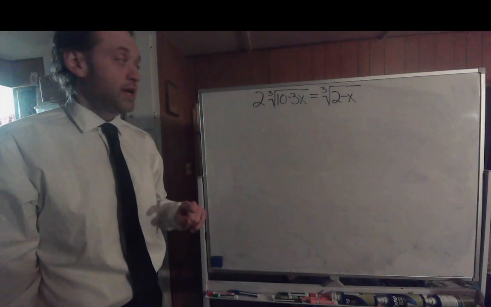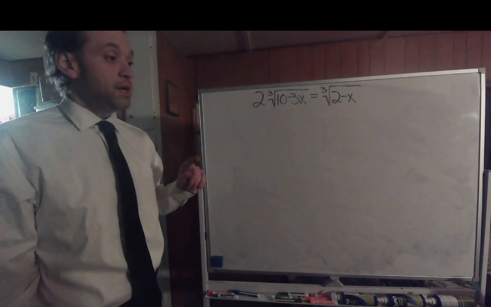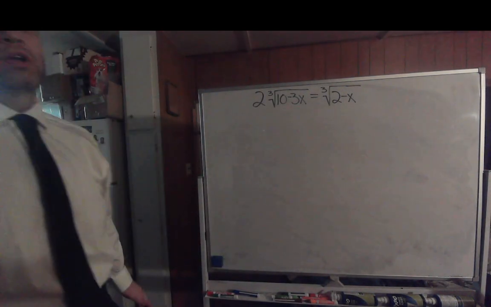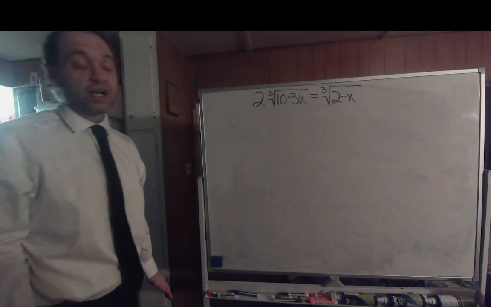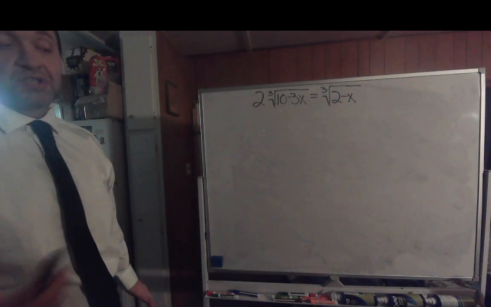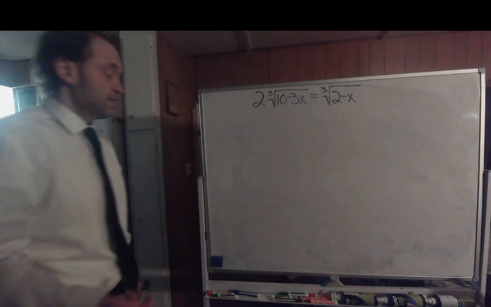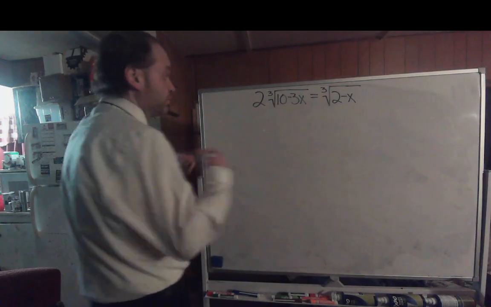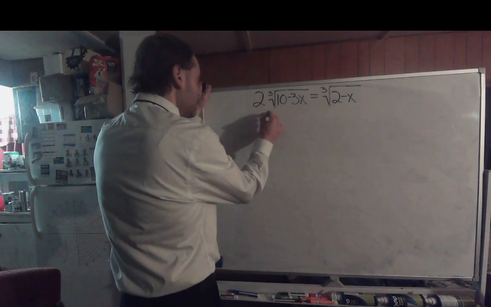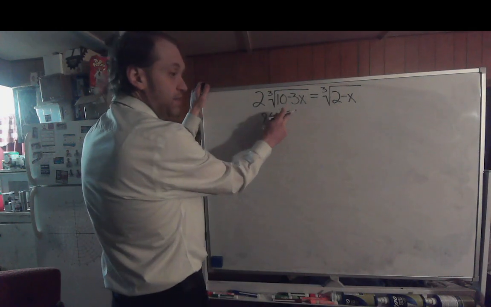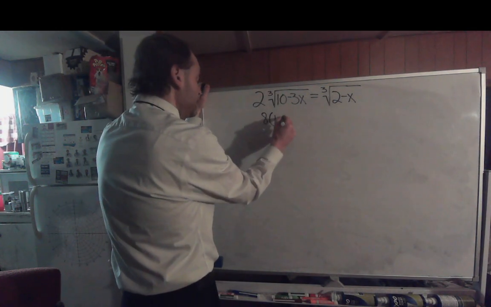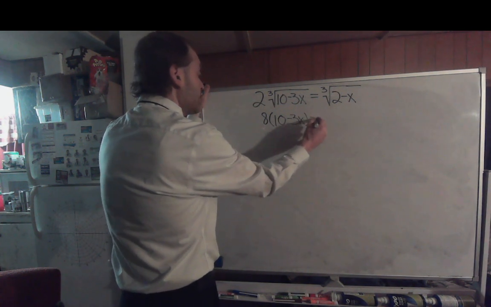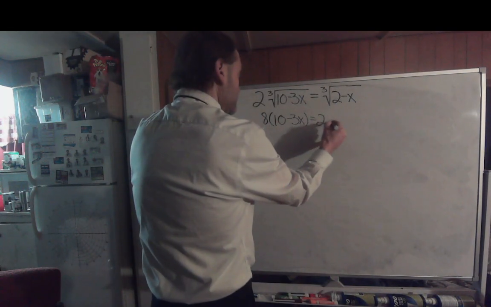Under the radical, rather. But we still have to raise both sides to the third power, and in the end we still have to check for extraneous solutions, that would make a false statement where the left doesn't equal the right. But let's raise both sides to the third power. So what's 2 to the third? Well, that's going to be 8 times what's inside of the cube root. So that'd be 8 times 10 minus 3x would equal 2 minus x.